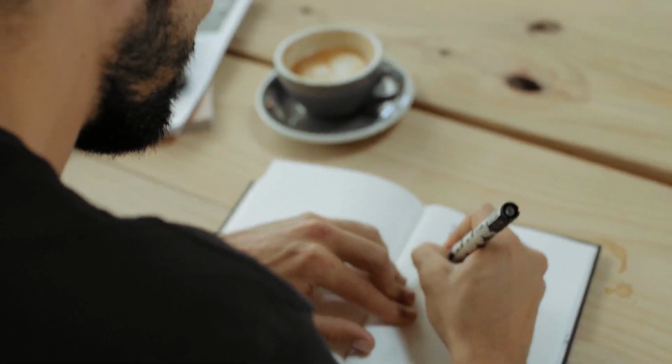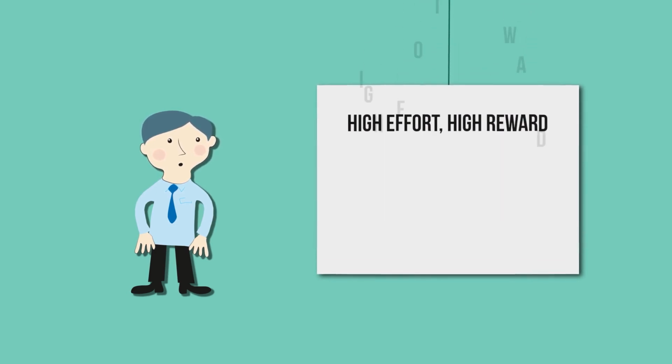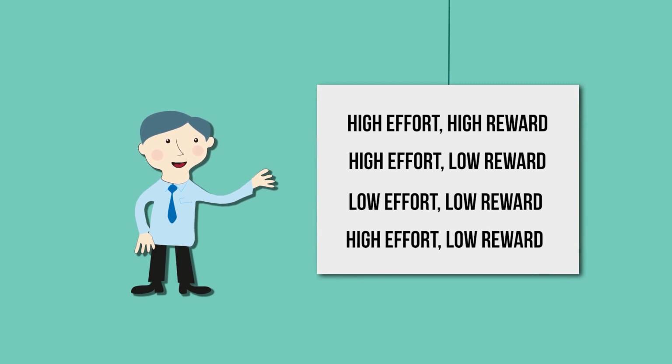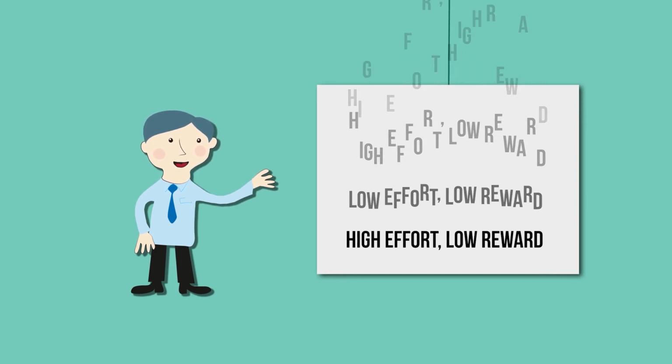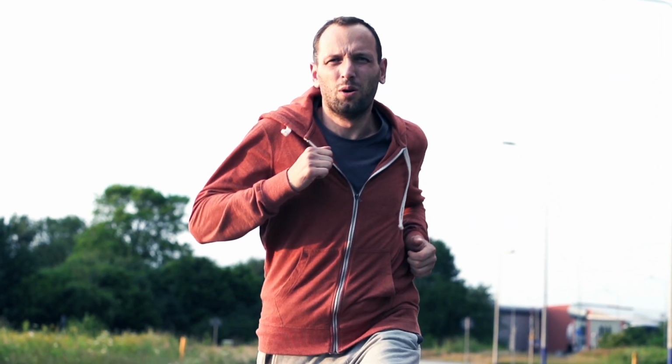When outlining your goals, it is important to split them into any of the four following categories: high effort, high reward; high effort, low reward; low effort, low reward; low effort, high reward. Your ultimate goal should be to focus on items in the low effort, high reward quadrant. For example, spending 10 minutes to exercise in the morning is seemingly a low effort task, but it will yield significant improvements in productivity during the day and overall health.